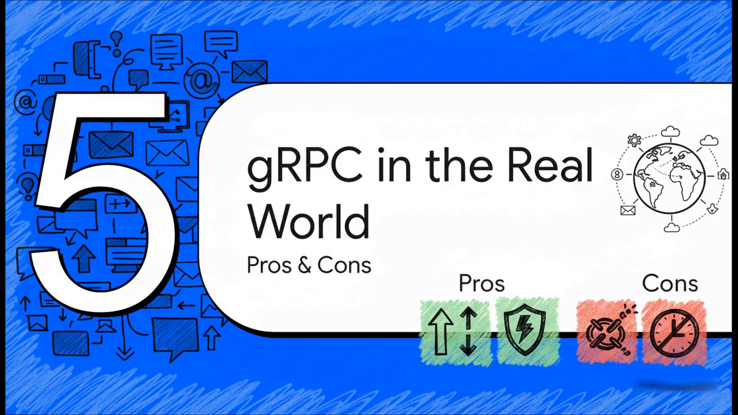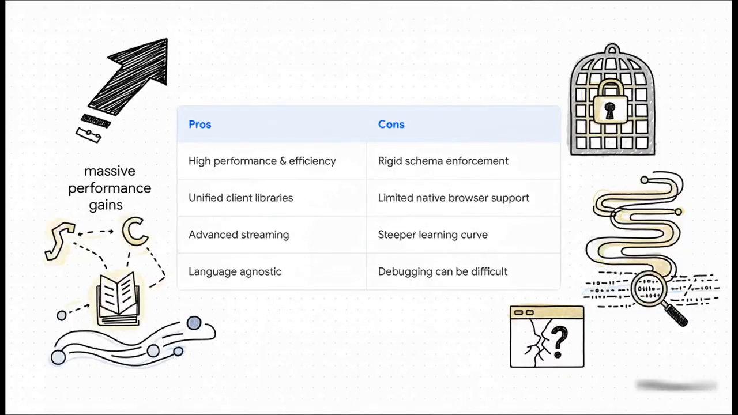All right, so that's the tech. We've seen how it works under the hood. But let's bring this back to the real world. Where does gRPC actually make sense to use? Look, no technology is perfect, and it's all about trade-offs. The pros for gRPC are massive, right? You get incredible performance, you solve that whole client library nightmare we talked about, and you get these advanced streaming capabilities.